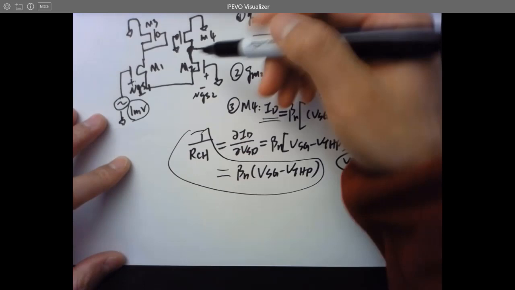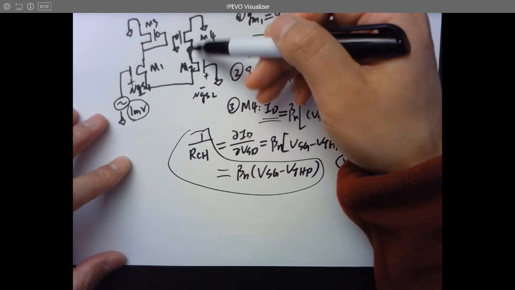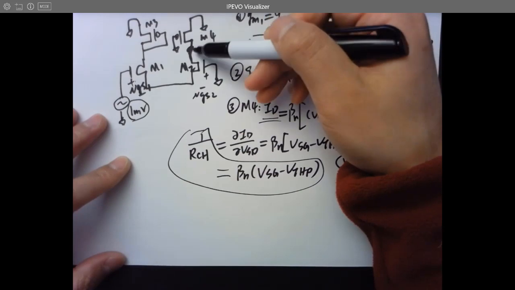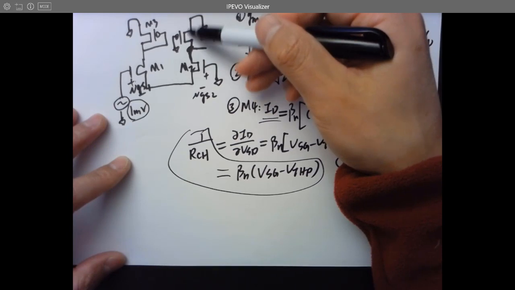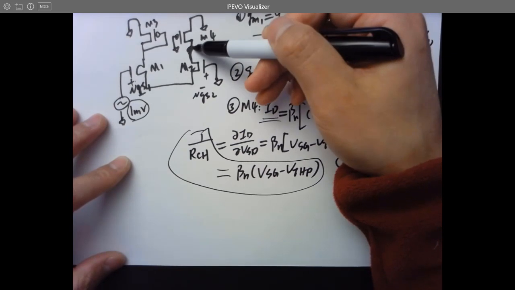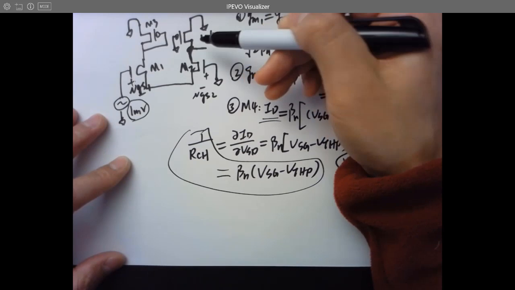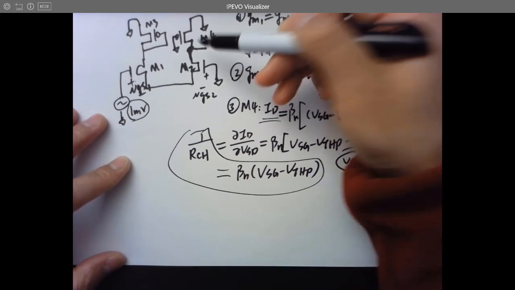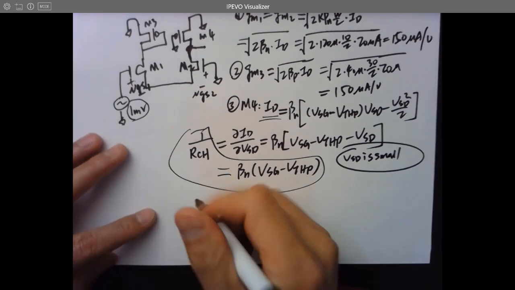So keep in mind, after you calculate, you find out the ID over here, the AC part of ID is in this channel. You just times the channel resistance of this M4. You can get the voltage directly because this is AC ground. So the current times the resistance, you can directly get VL. So that's why you need this. Critical.